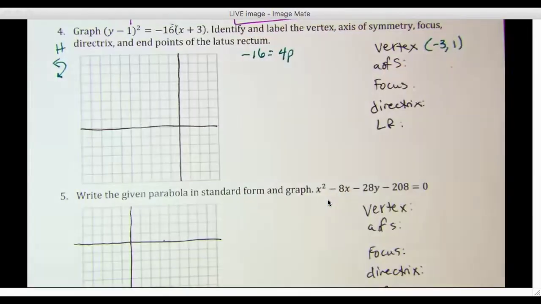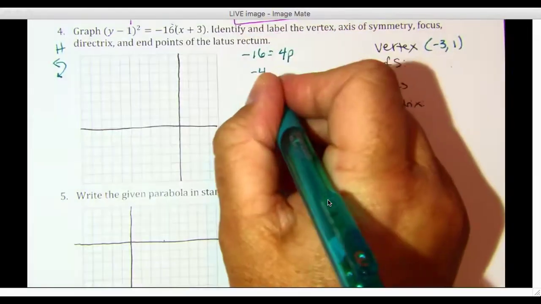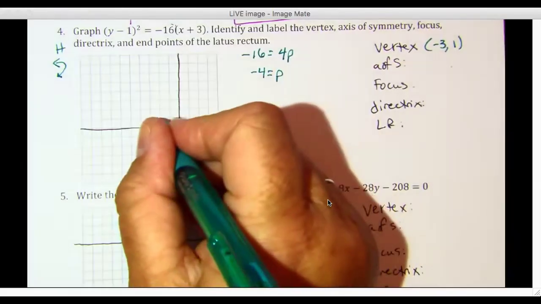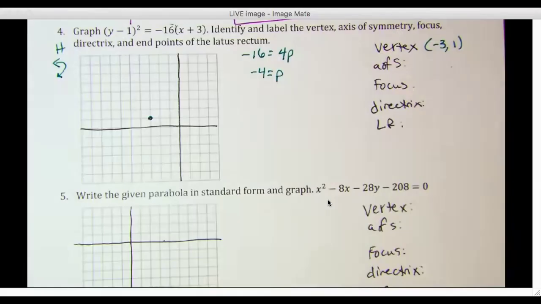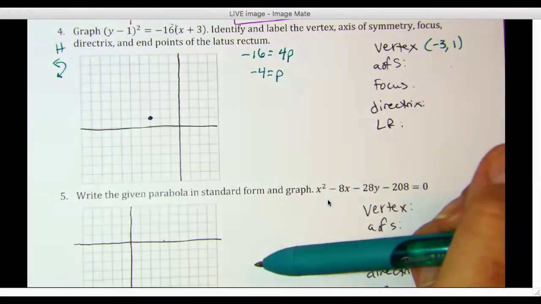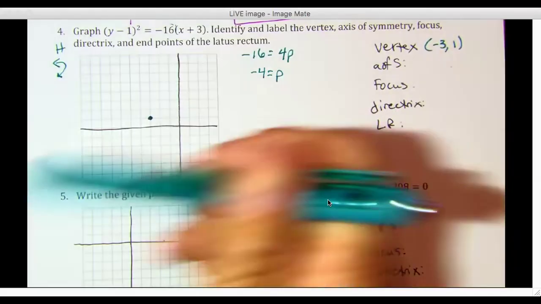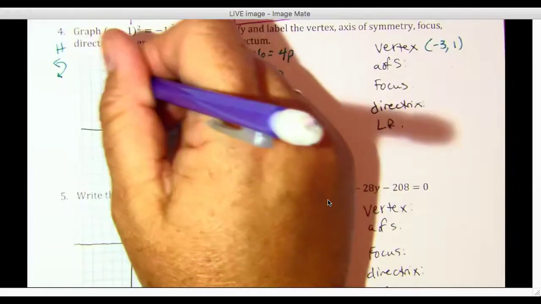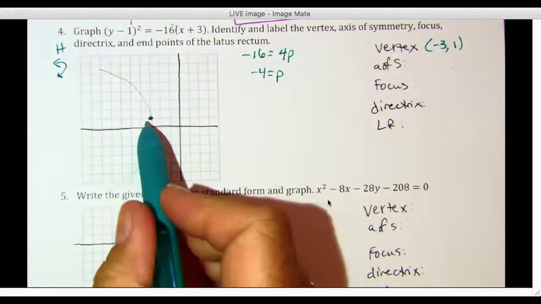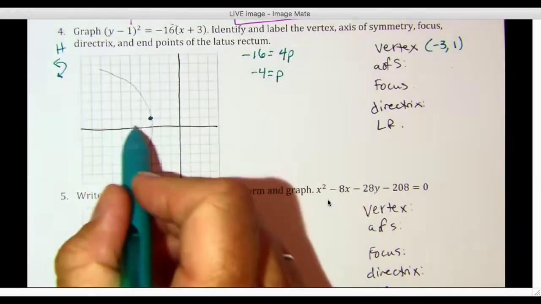I can solve for by dividing by 4. Negative 4 is equal to p. And my center is at negative 3, 1. I'll go ahead and plot that point there. And p is negative 4. Again, we're just worrying about the distance. I don't have to worry too much about that negative because I already know that my curve is going in this direction. So my focus is going to be inside that curve, a distance of 4.